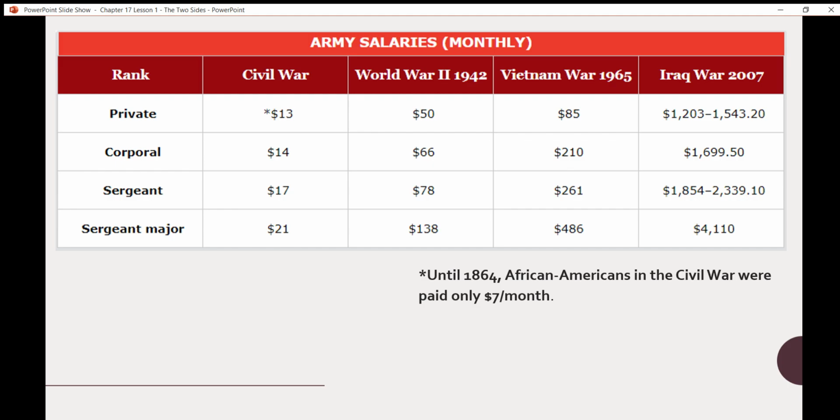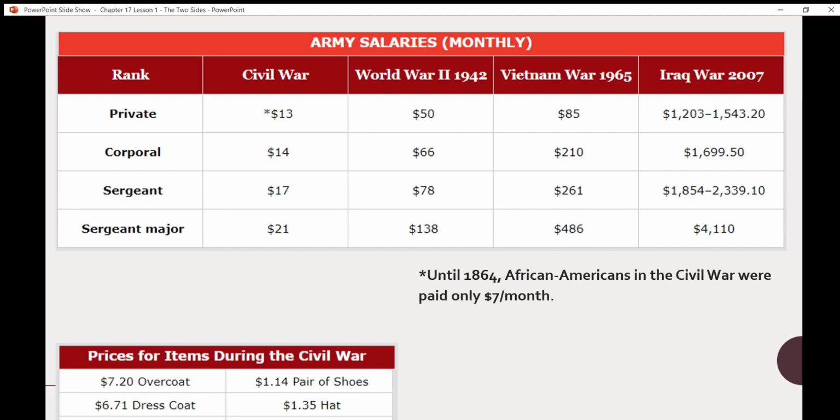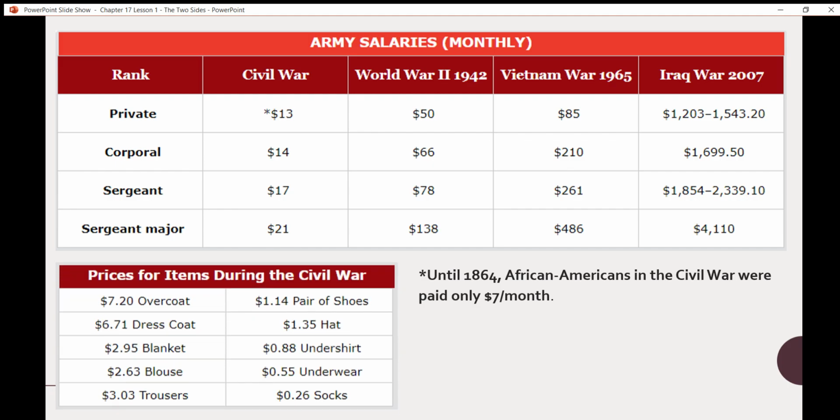African Americans are not going to be able to serve in a rank higher than private, and even as a private, African Americans in the Civil War were paid only $7 a month. Definitely not a lot of money, especially when the prices of items look like this. Okay, these are the prices for items during the Civil War. Almost similar to some of the prices you might see in some stores today. But you can go ahead and do the math.